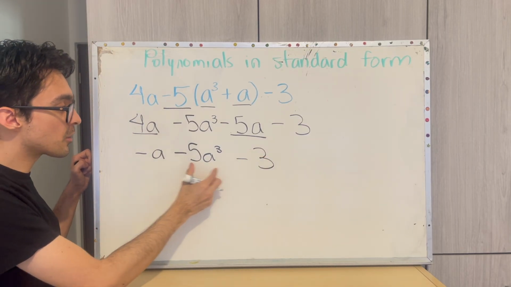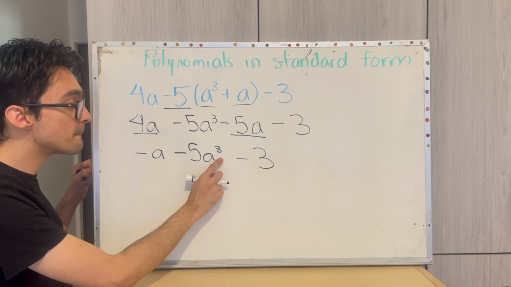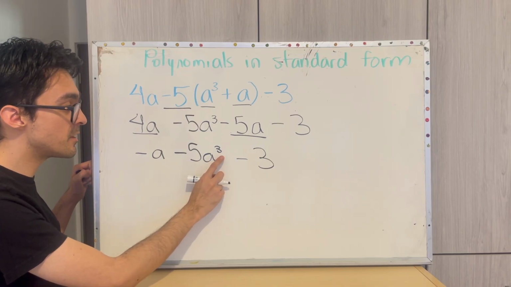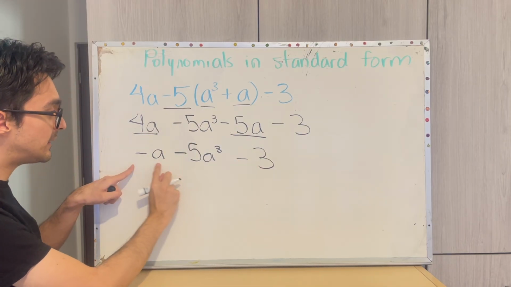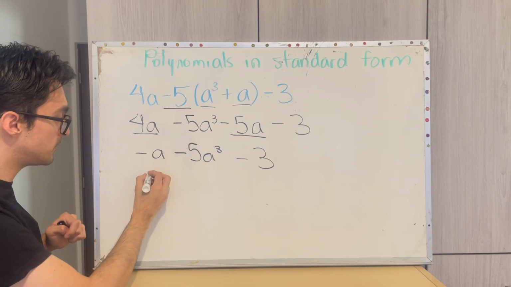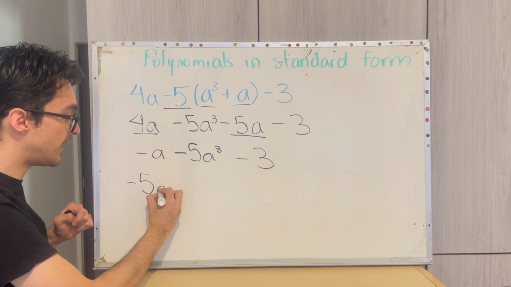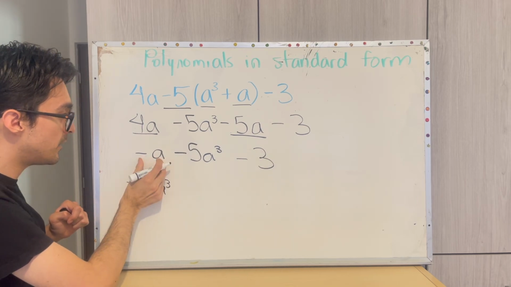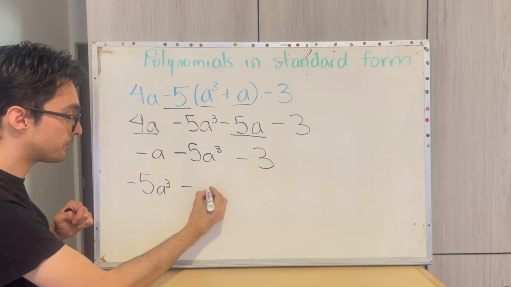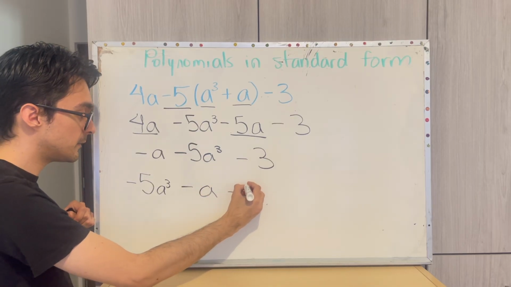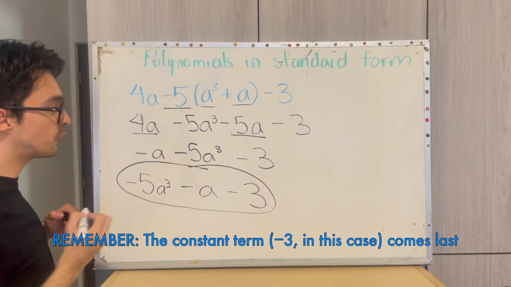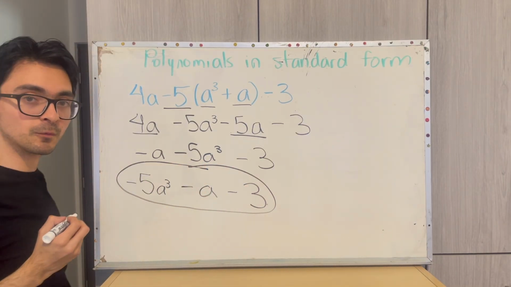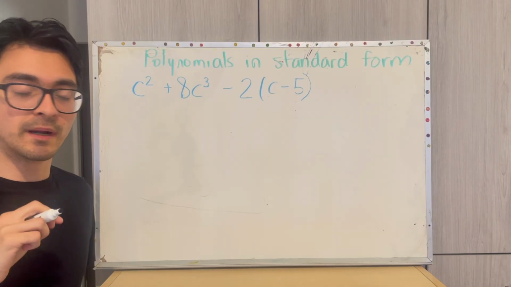We need to order the terms according to their power, to the exponent, to the degree, always beginning with the highest to the lowest. So that means here would be the first one, -5a cubed, then we have a, and finally -3. So this would be the standard form of the polynomial right here. Let's take a look at one more example.